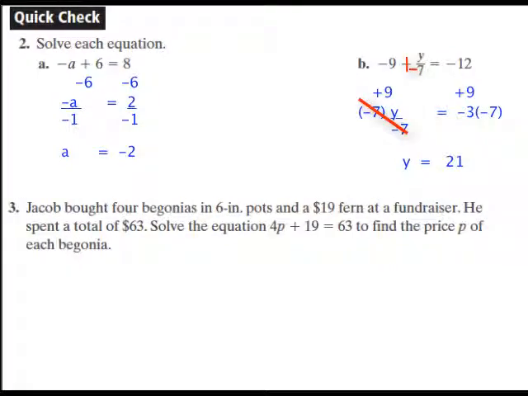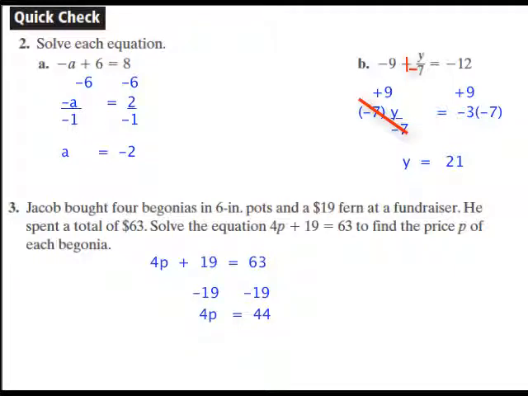Number 3, Jacob bought 4 begonias in 6-inch pots and a $19 fern at a fundraiser. He spent a total of $63. Solve the equation 4p plus 19 equals 63 to find the price p of each begonia. Subtract 19 from both sides of the equation. The 19's cancel each other out, so you're left with 4p on the left, and 63 minus 19 is 44.